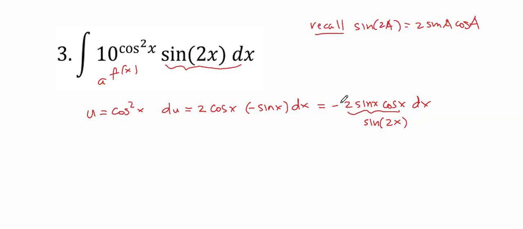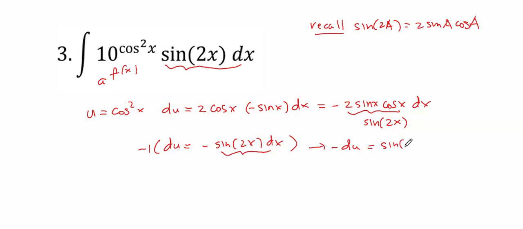So let us solve for the value of this. Our du is negative, so the whole of this is sine 2x dx. Let us solve for the value of this because this is part of the integrand, so let us find our substitute here. So let us multiply both sides by -1. So multiply this by -1. So we now have negative du equal to sine 2x dx. So now, it is simply negative du.